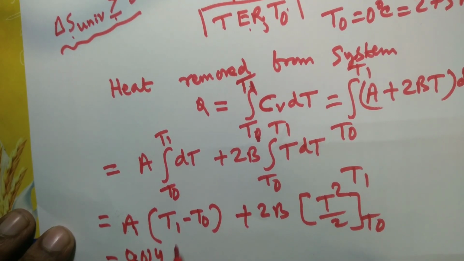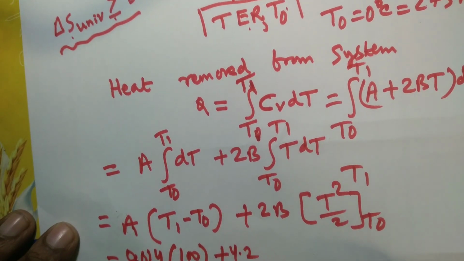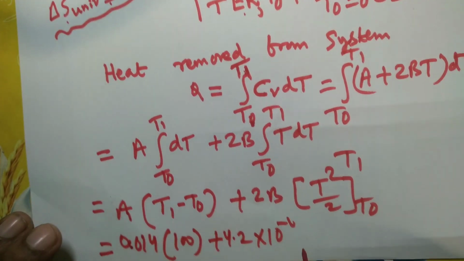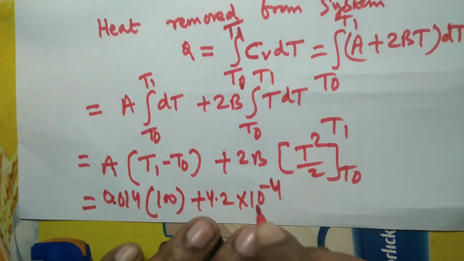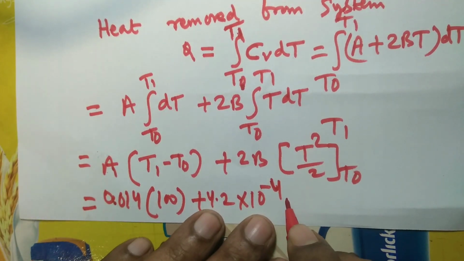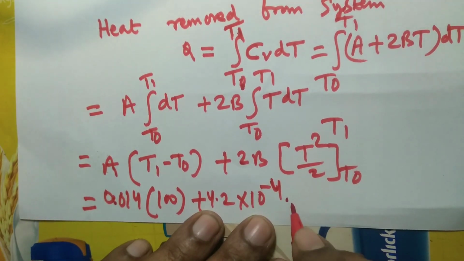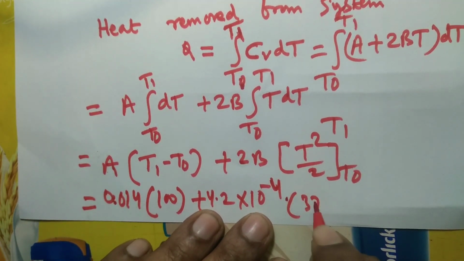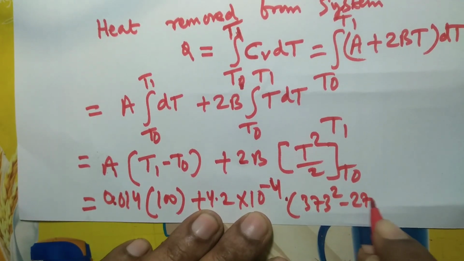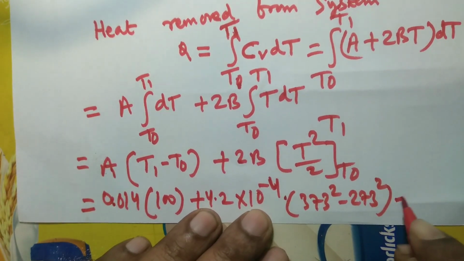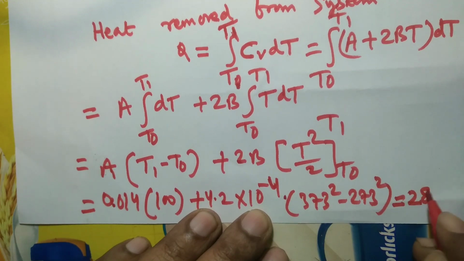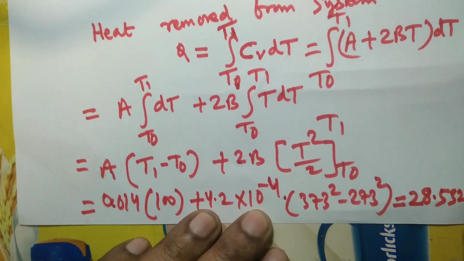0.014 times 100 plus 4.2 multiplied by 10 to the power minus 4. These values are given. B is 4.2 into 10 to the power minus 4. 2 cancels out. So that's why 373 square minus 273 square, this equals 28.532 joule. This is the heat removed from system.